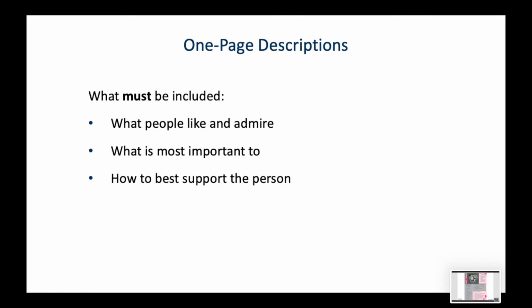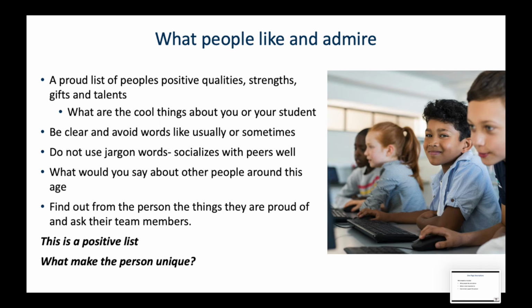These are just a few examples of one-page descriptions, but on all one-page descriptions, there are 3 sections that must be included: what people like and admire about the person, what's important to the person, or what matters the most, and how to best support that person.